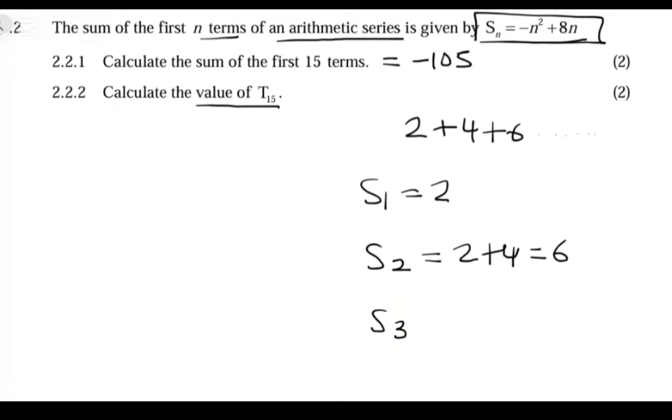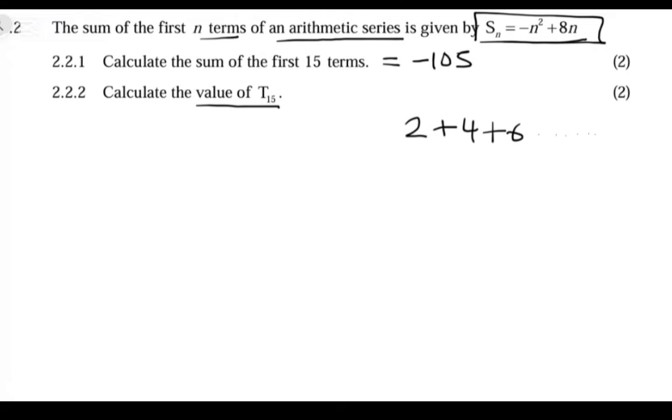The sum of 3 terms is just going to be the addition of this, which is going to give us 12. We're going to add 2 plus 4 plus 6, which is going to give us 12. So when we talk about the sum, we talk about the addition of the terms that are there. Perfect.